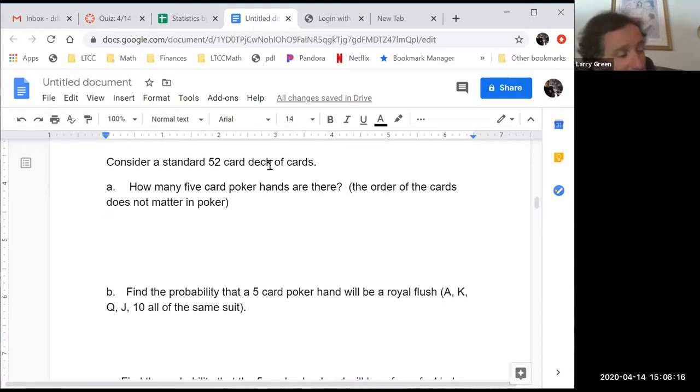It's been a long time since I've taught this class, but I used to teach a class on statistics of poker and also statistics of gambling, which I'm not teaching now.